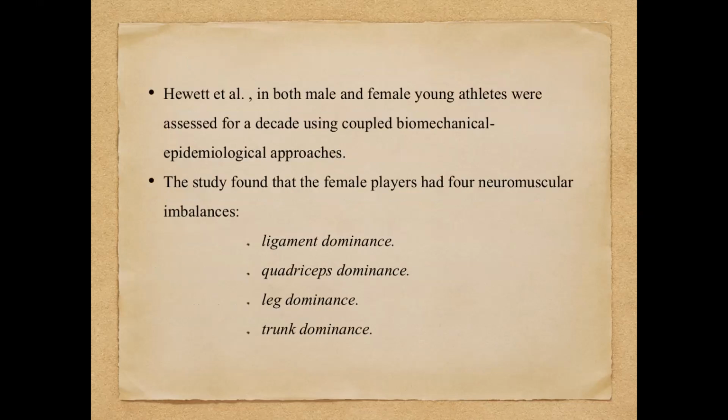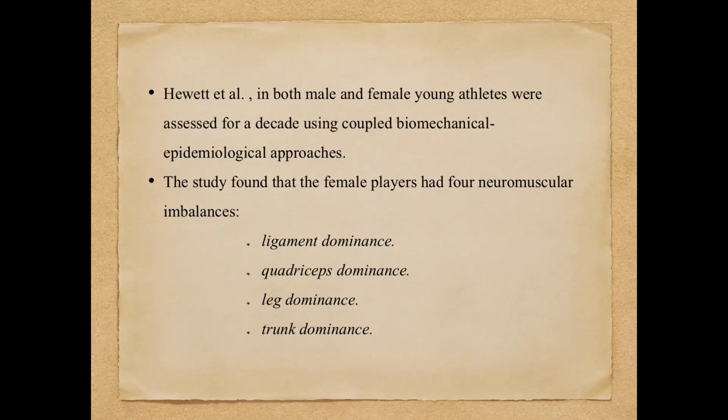Yvette et al. studied both male and female young adults, who were assessed for a decade using a coupled mechanical epidemiological approach. The study found that female players had 4 neuromuscular imbalances: ligament dominance, quadriceps dominance, leg dominance, and trunk dominance. Ligament dominance means that in a landing type of action, the knees of female players tend to go into a valgus position.